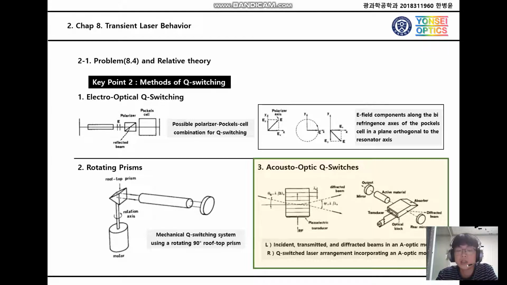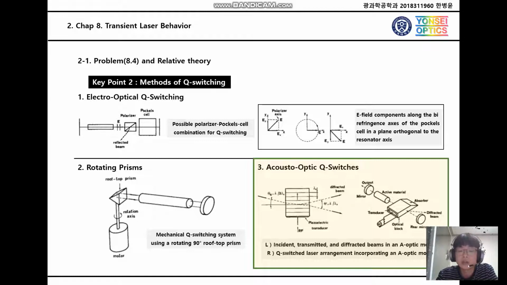This periodic change of refractive index acts then as a phase grating with period equal to the acoustic wavelength, amplitude proportional to the sound amplitude, and which is traveling at the sound velocity in the medium. Its effect is to diffract a fraction of the incident beam out of the incident beam direction.